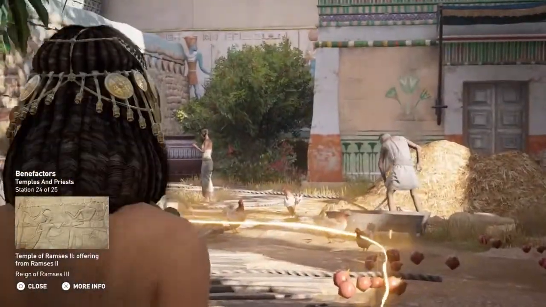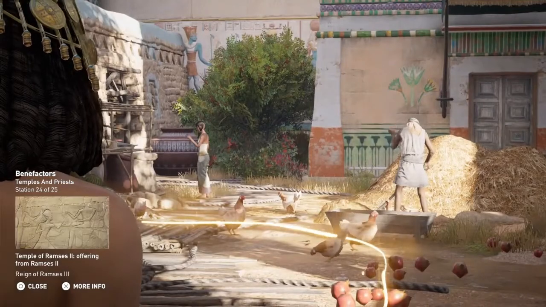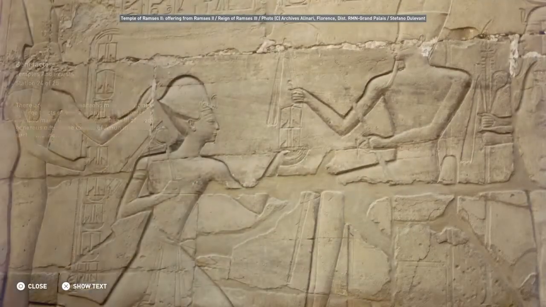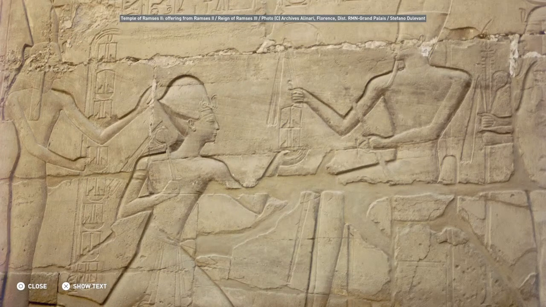There are records of pharaohs making offerings of large tracts of land and animals to temples in order to maintain their favor. Ramses III offered generous gifts to the Temple of Amun in Karnak in such a manner.